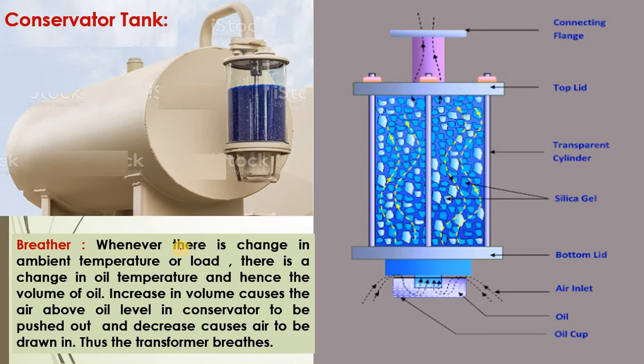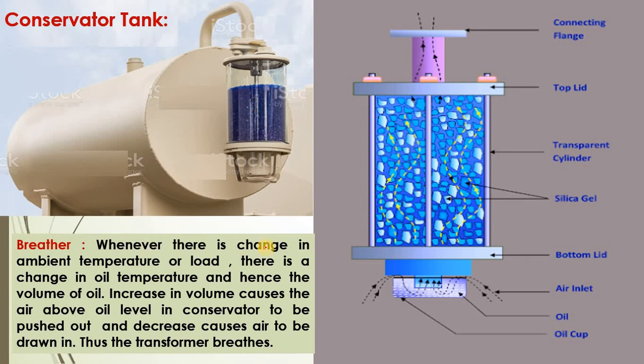Whenever there is a change in the ambient temperature or the load, there is a change in oil temperature, and hence the volume of the oil will change. An increase in volume causes the air above the oil level in the conservator tank to be pushed out. A decrease causes air to be drawn in, thus the transformer breathes. So we will see here how the air gets inside the transformer tank, and how it gets filtered.